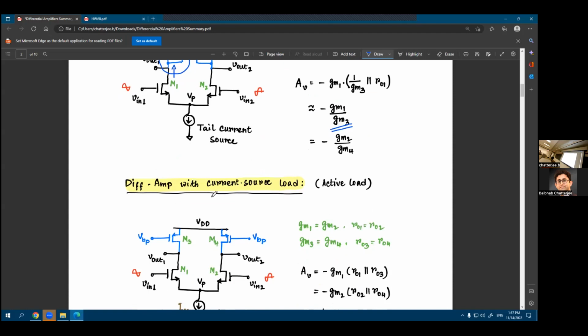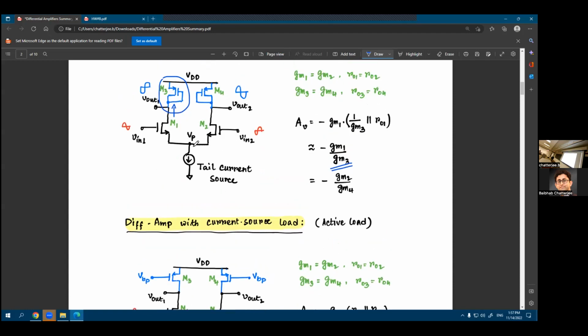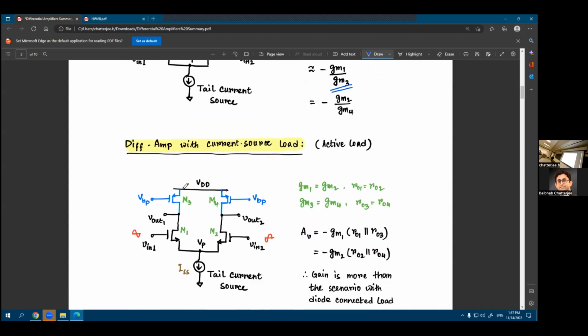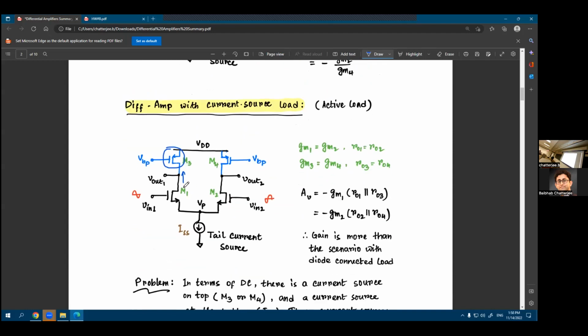Similarly, if you have a differential amplifier with current source load, instead of a diode connected load, you're using your PMOS transistor as a current source. So you're biasing it in saturation. If this is biased in saturation, the resistance that you see looking at the drain of this transistor will be RO, the output resistance of that particular transistor. That, in parallel with the resistance that you see looking down, which is RO of the M1 transistor, right? So you have RO of the M1 transistor in parallel with RO of the M3 transistor. That's your output resistance at one of these Vout nodes.